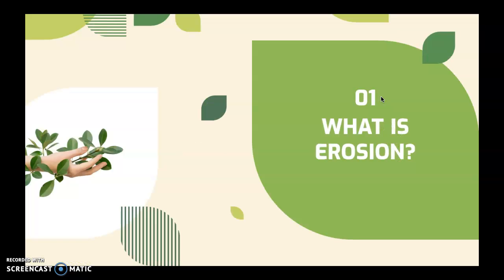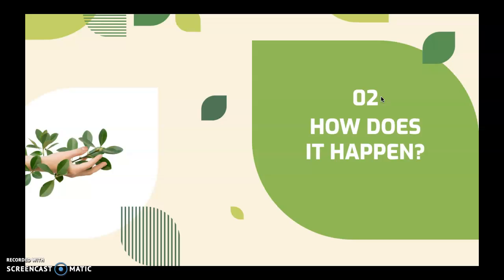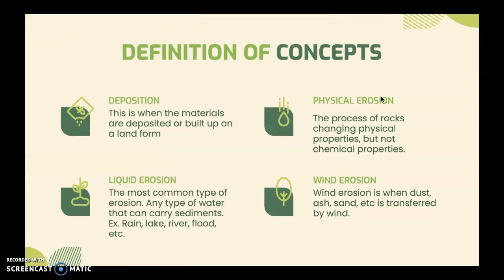So what is erosion? Erosion is the process of earthly materials being worn away and or transported to another place by weather. How does it happen? Well, there are multiple ways that erosion can happen, so here are a few of them.